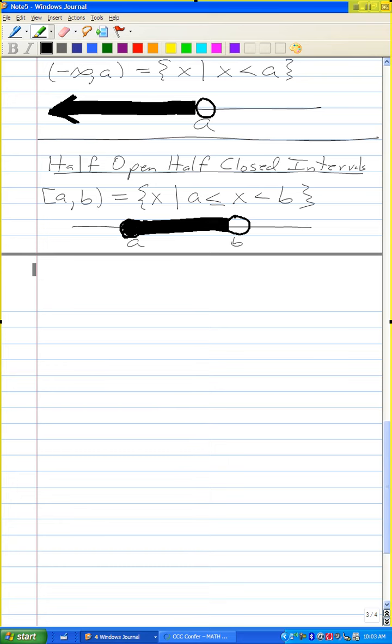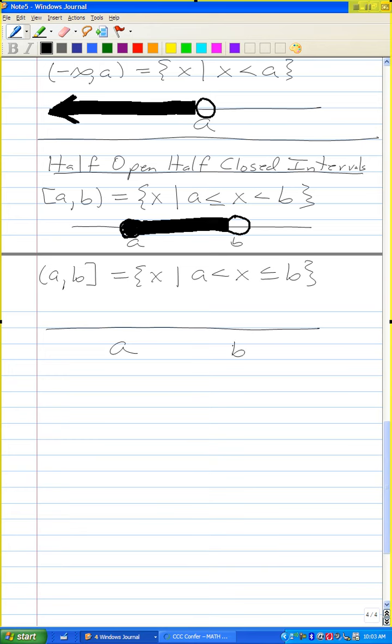And the other half open, half closed interval, A, B. So the set of all x's such that x is between A and B. You include B, but you do not include A. So you include B, but not A. You include everything in between. Okay. Oh, and lastly, the clopen intervals.